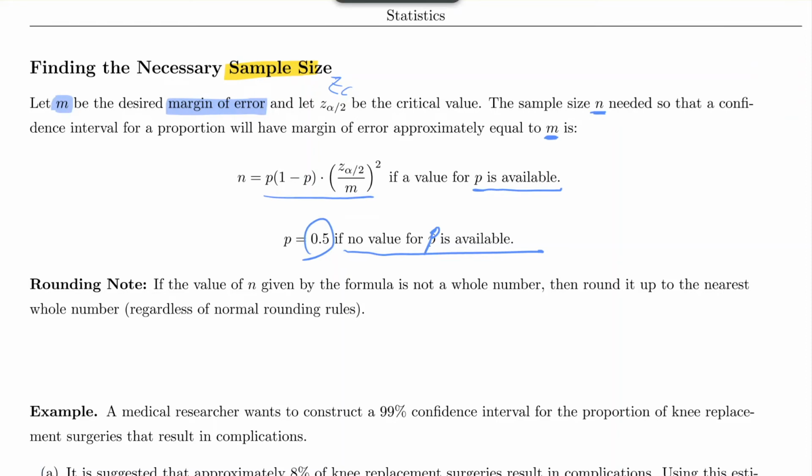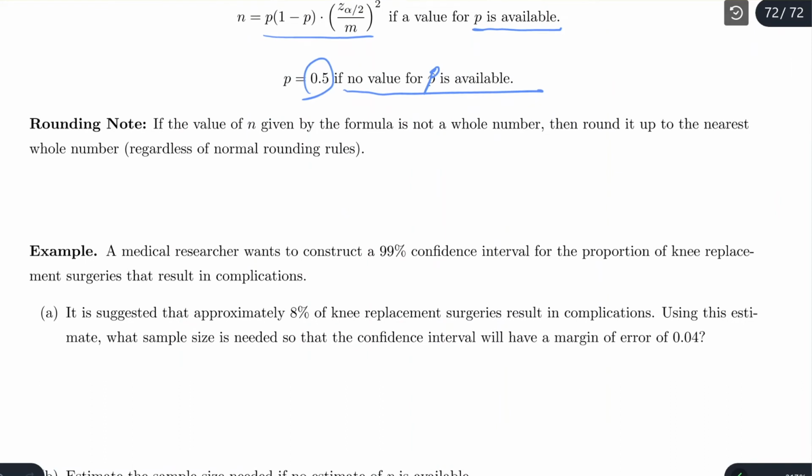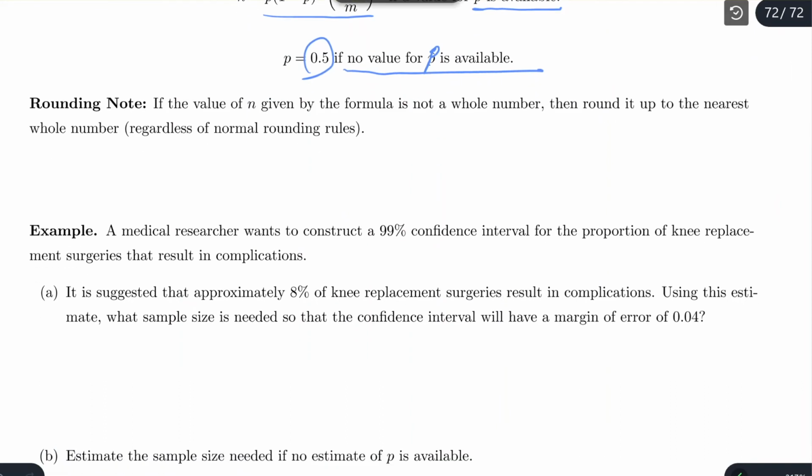Okay. So let's just look at a problem. I think it will make more sense if we look at a problem. But just like the mean problem with the minimal sample size needed, we round up. We always round up this answer to the nearest whole number, regardless of normal rounding rules. That's very important. So let's look at a problem.